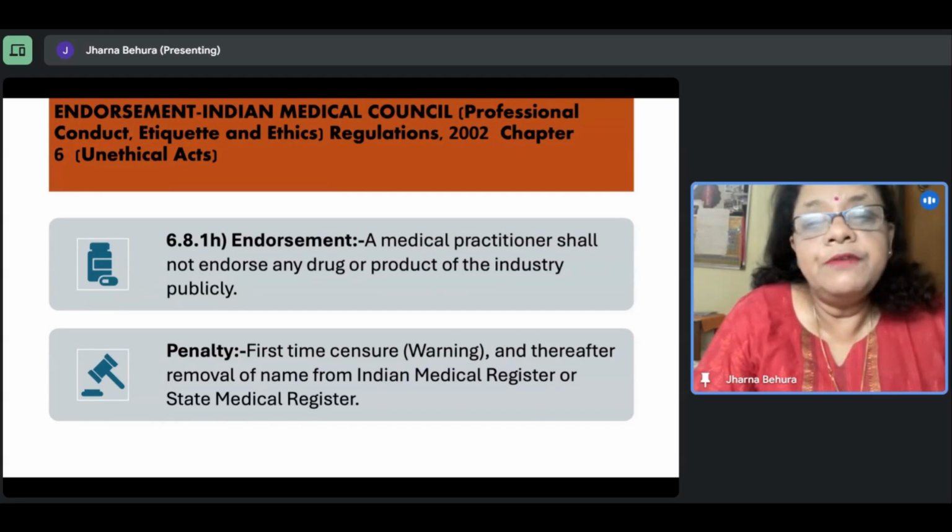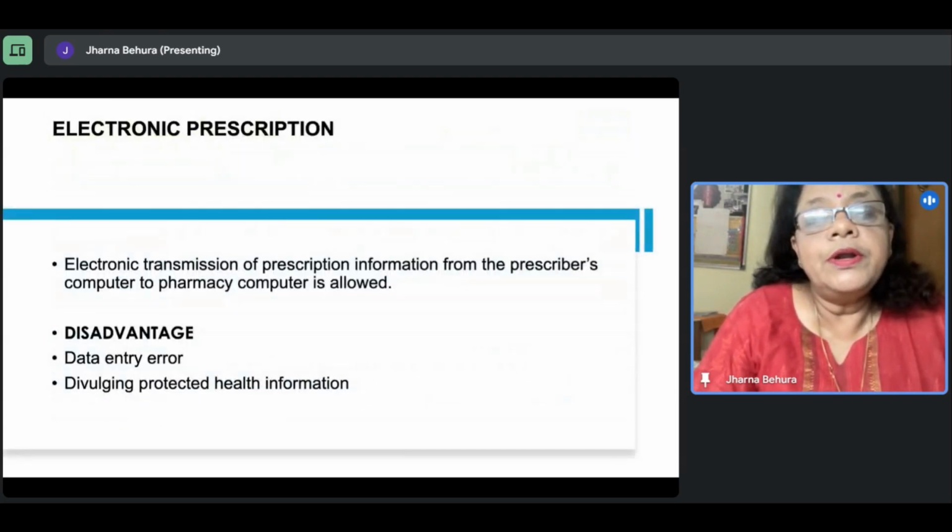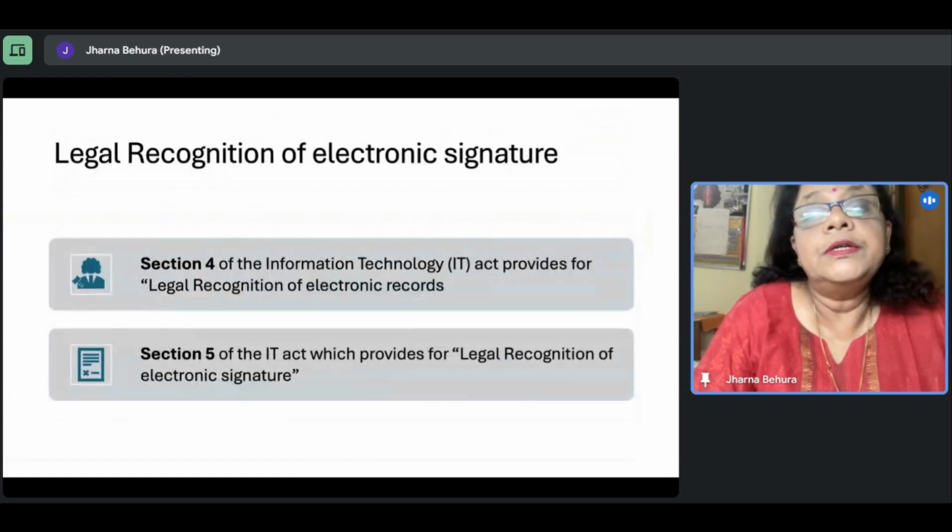First time will be given a warning and thereafter removal of name from Indian Medical Register or State Medical Register. Electronic prescriptions. Electronic transmission of prescription information from the prescriber's computer to pharmacy computer is allowed, but it is at the consent of the patient. The disadvantages, there might be data entry error or divulging protected health information.